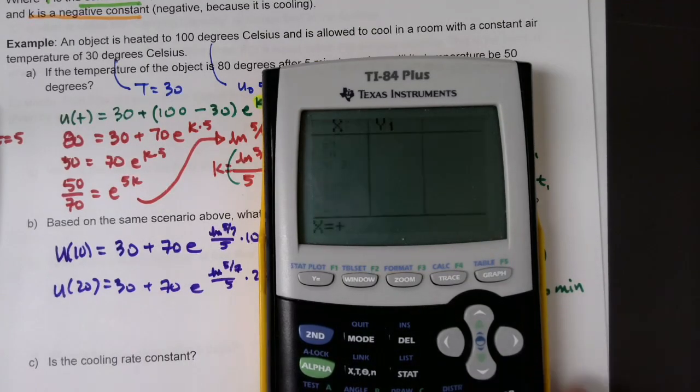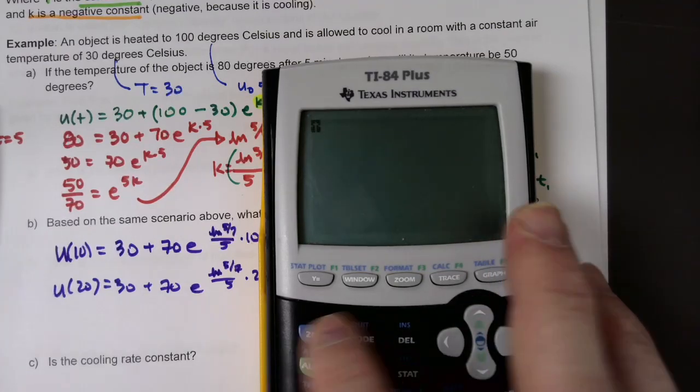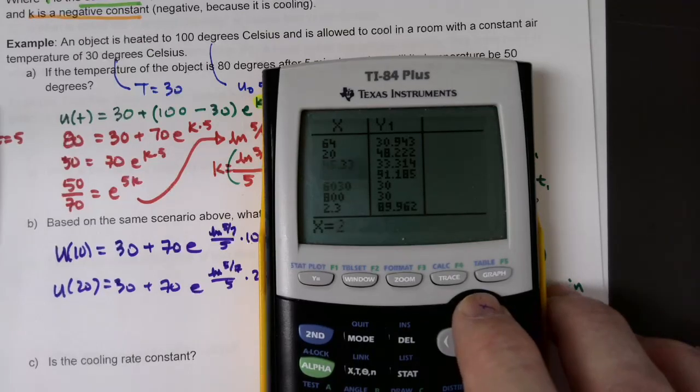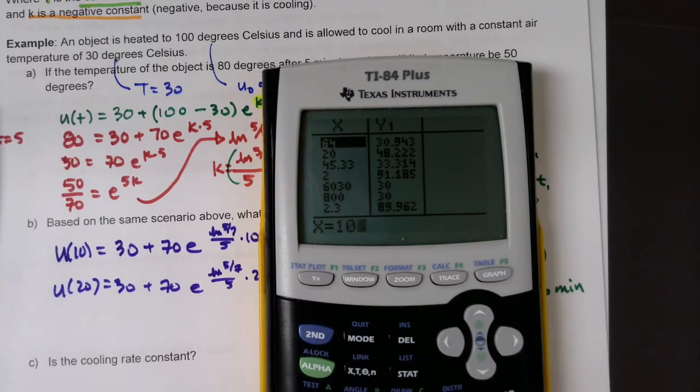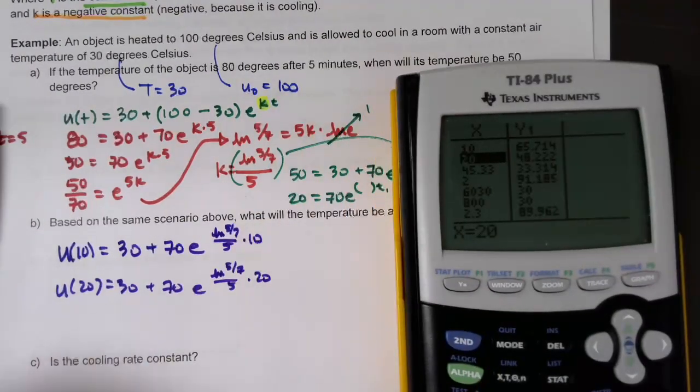All right, I'm just going to go up here and put in 10. 20 is already listed in there, and you can see that our answers are going to be in the first one.